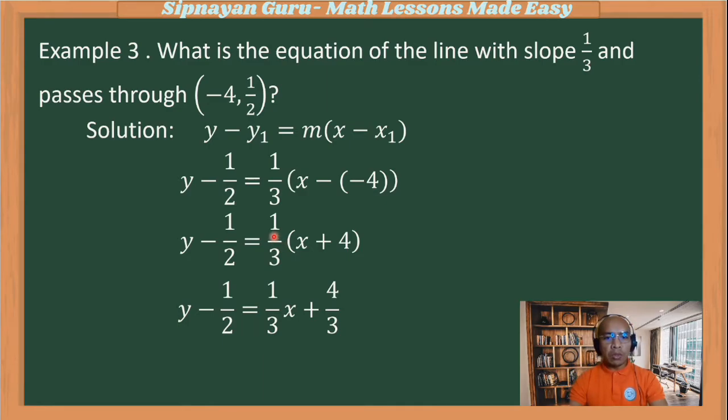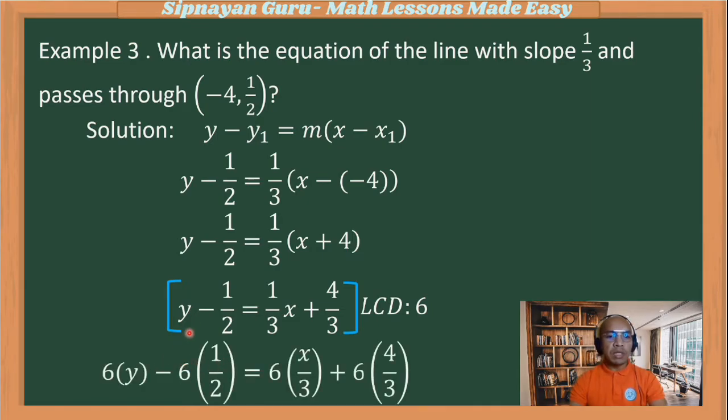Distribute. So 1/3 times x is 1/3 x. Then 1/3 times 4 is 4/3. So get rid of the denominator. We have to multiply both sides of the equation by the LCD, and that is 6. So multiply each term. 6 times y minus 6 times 1/2 is equal to 6 times 1/3 x, or x/3. Then 6 times 4/3.